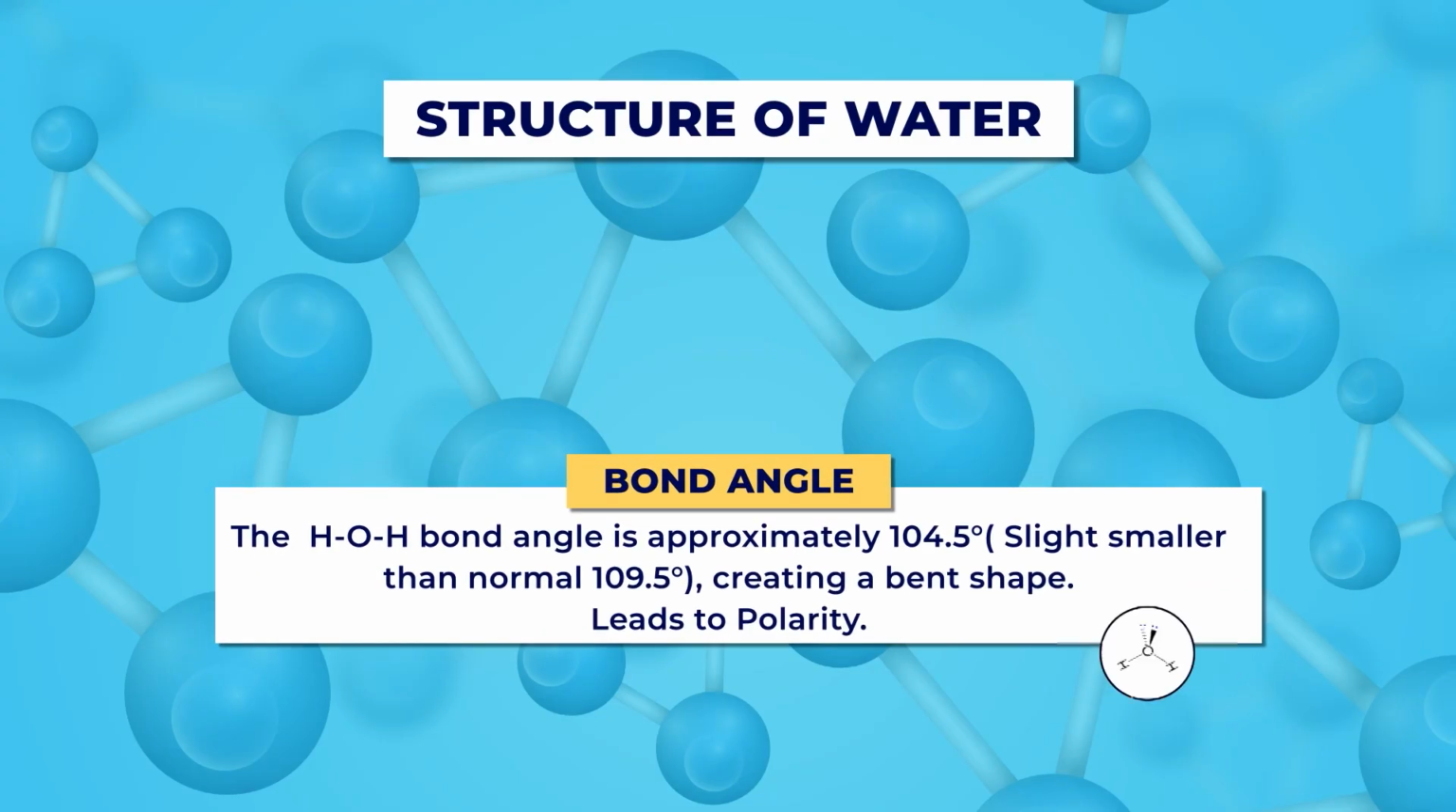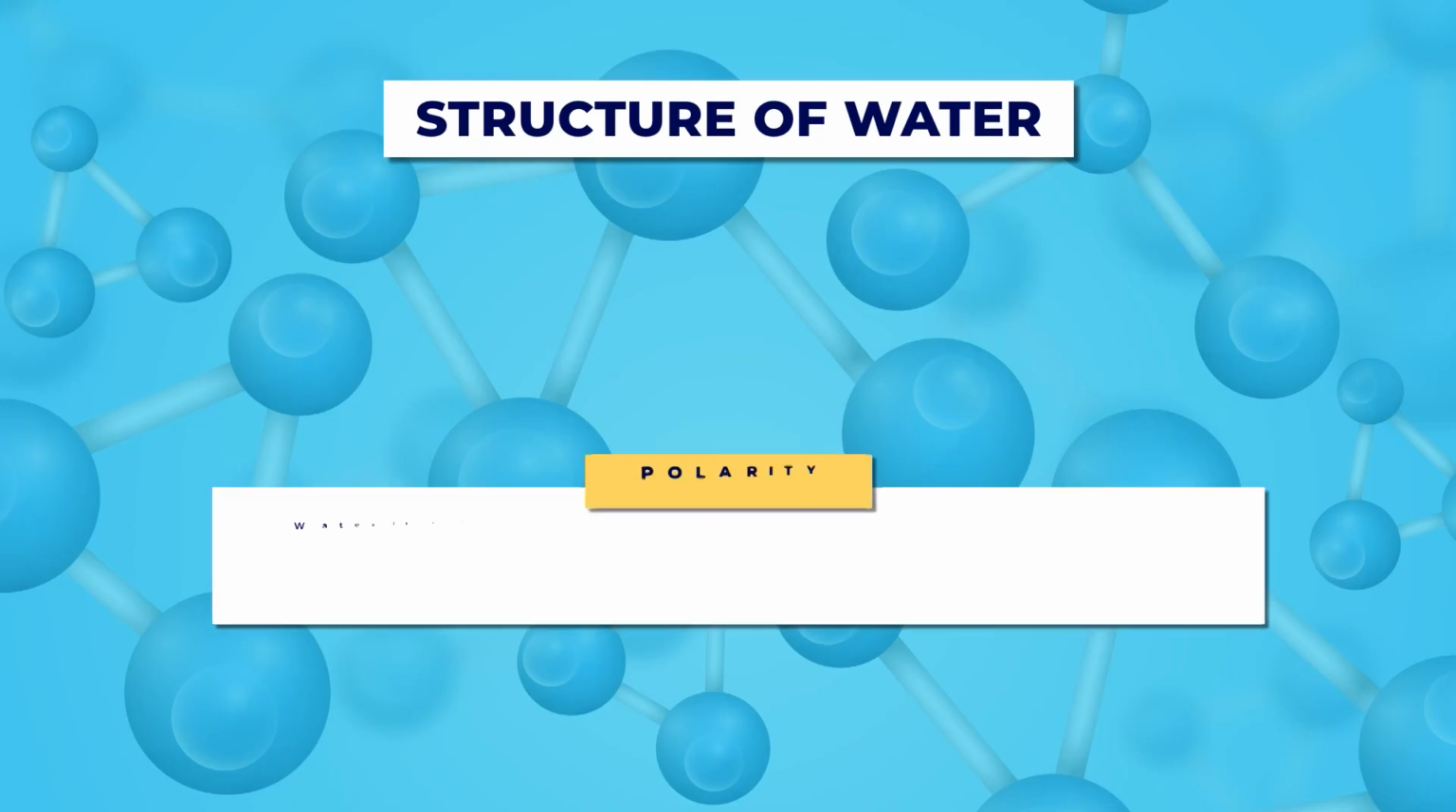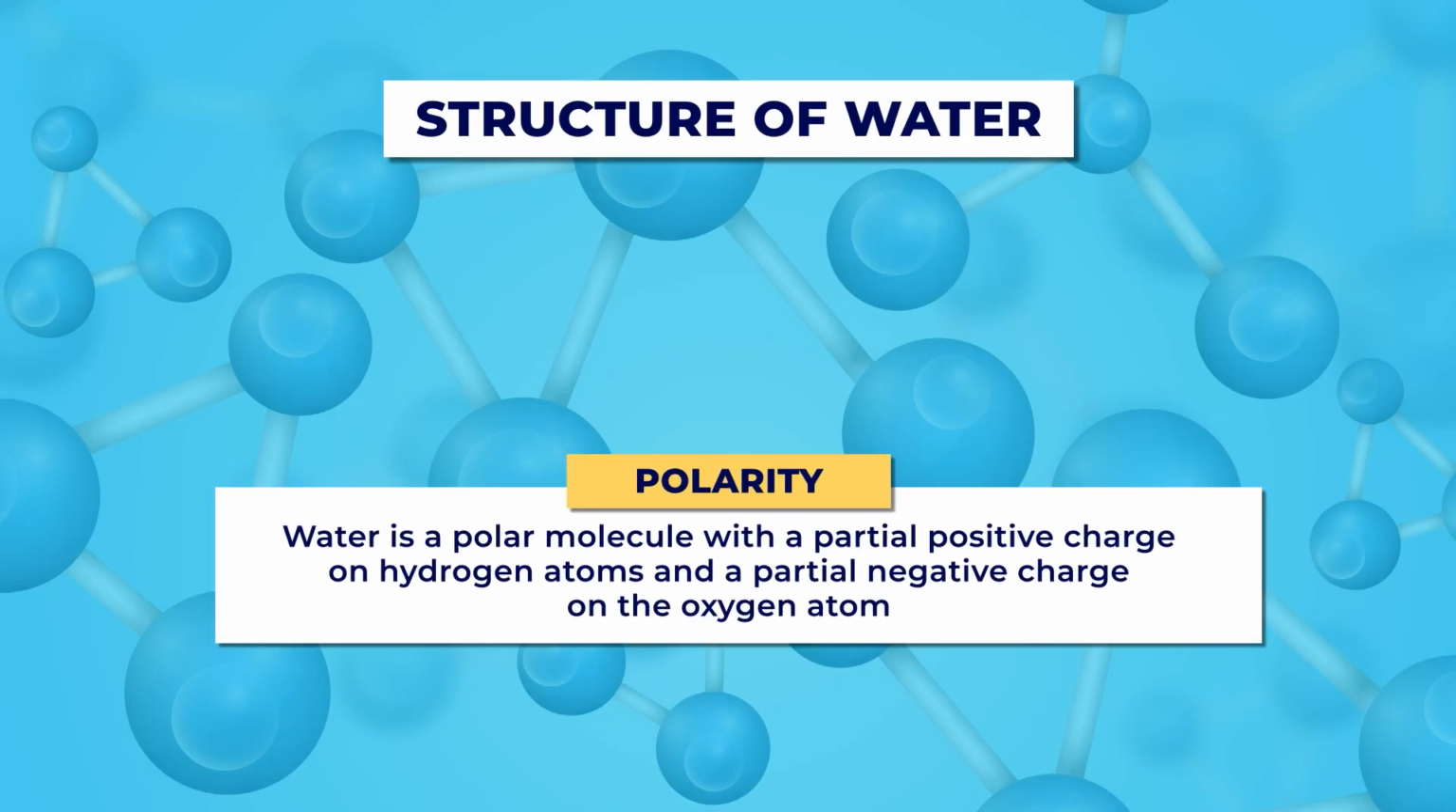Why is it bent? Because the angle is approximately 104.5 degrees as against the normal value of 109.5, and this creates a bent shape. This leads to polarity in the molecule, which is also one of the reasons for the very unique characteristics of water. When we say there is polarity, it has a positive charge on the hydrogen atoms and a negative charge on the oxygen atom.